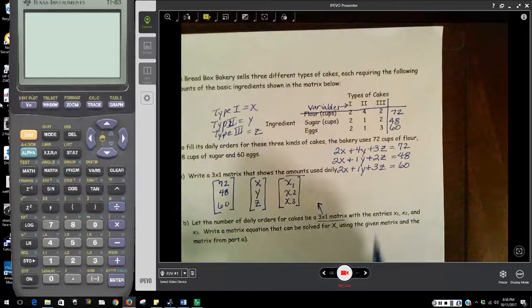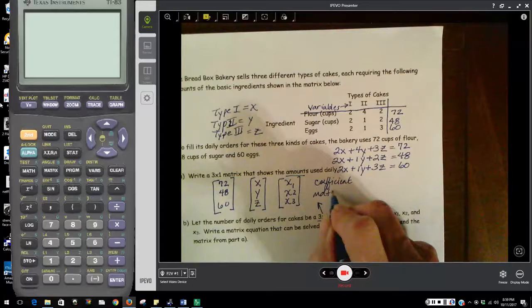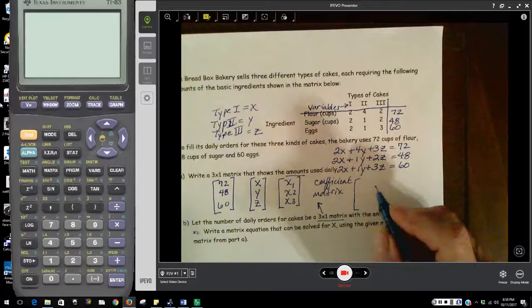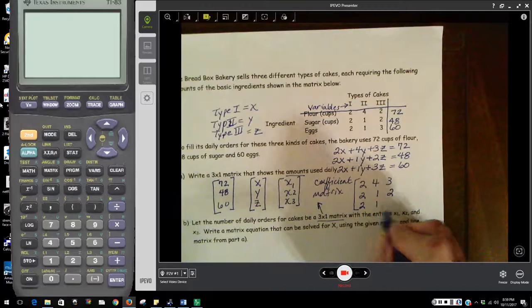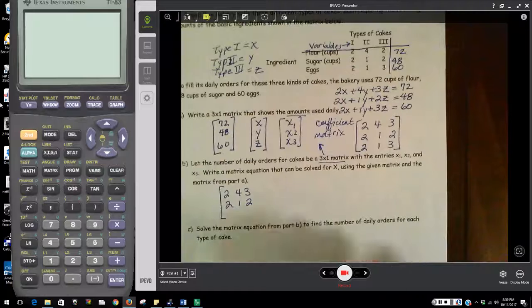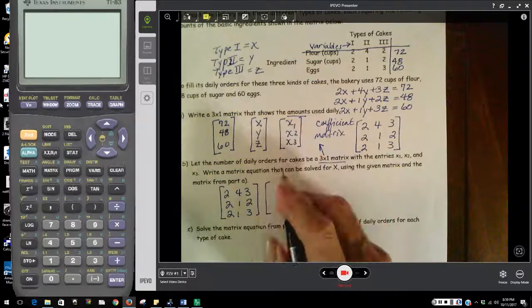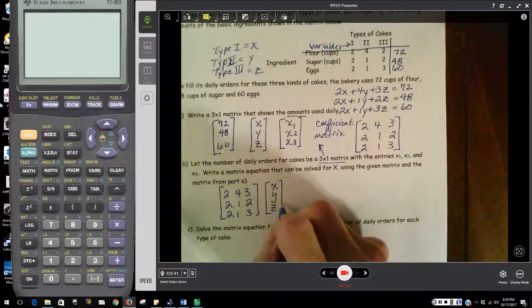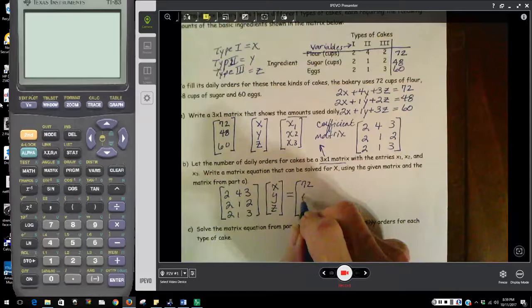What does matter is that you need the coefficient matrix. The coefficient matrix contains the coefficients of all the variables, which is 2, 4, 3, 2, 1, 2, 2, 1, 3. And so the matrix equation they want us to write is the coefficient matrix 2, 4, 3, 2, 1, 2, and 2, 1, 3, times the variable matrix, either x sub 1, 2, and 3, or x, y, z, is equal to the total amounts matrix, which is 72, 48, and 60.